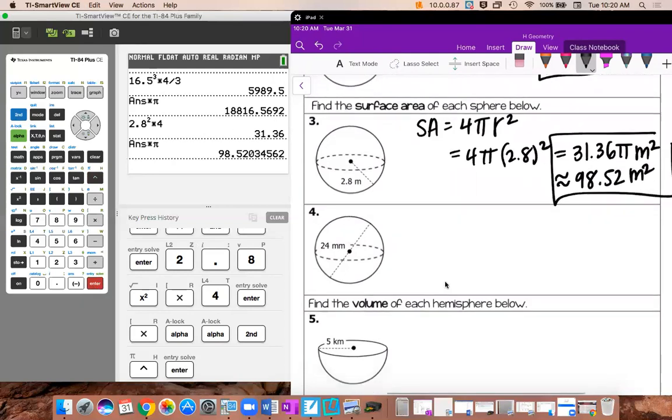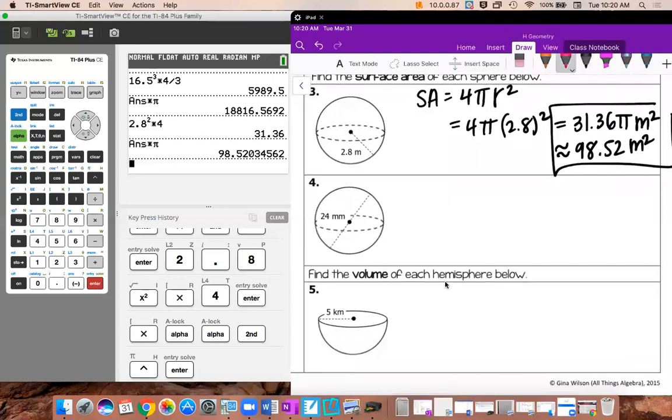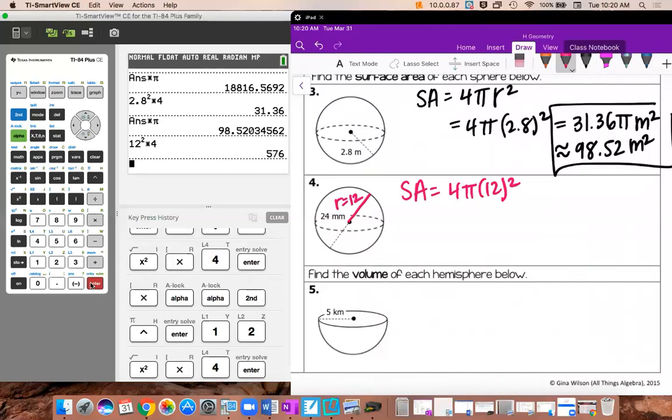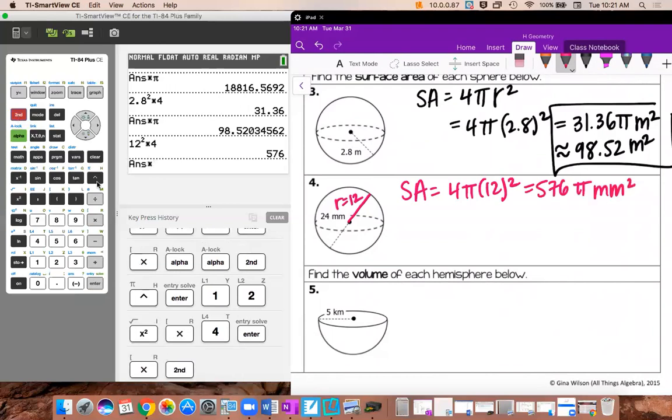Okay, 4 is very similar, but they give us the entire diameter, so we just have to find the radius. So cut 24 in half, we get radius is going to be 12, and then we just plug it in. So surface area equals 4 pi 12 squared. So 12 squared times 4 is 576 pi millimeters squared. And then if we want it rounded, again, we just multiply by pi.